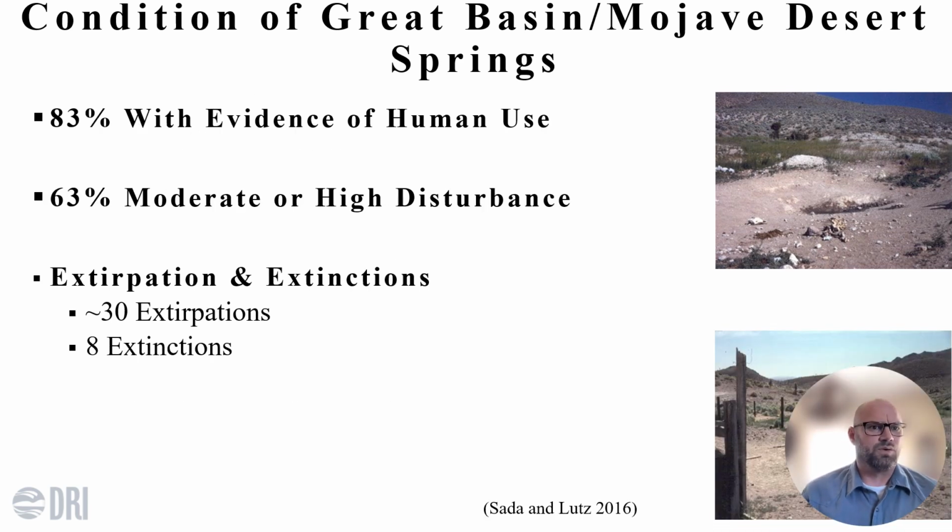Of the 2,256 springs that were surveyed, 83% of the springs had some evidence of human use, which isn't really unexpected, but 63% had moderate or high levels of disturbance. And when we look at the BMI populations, particularly the Pyrgulopsis spring snails, we see that we have 30 extirpations from different localities and then 8 complete extinctions based off of previous surveys before the 1980s.